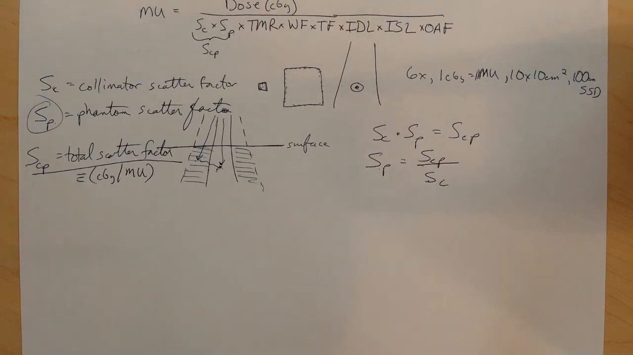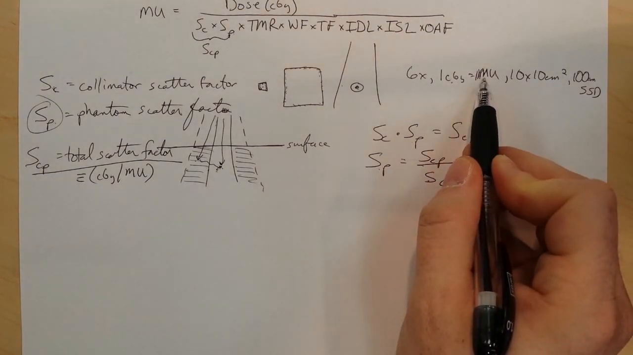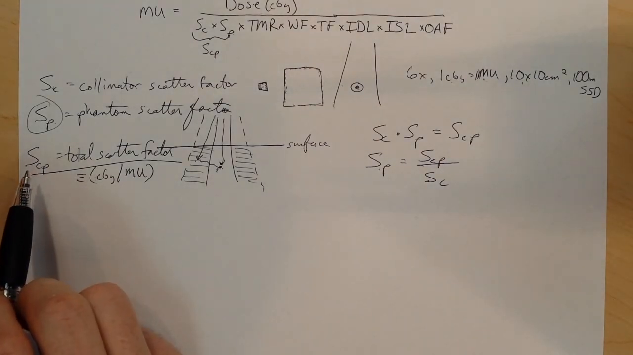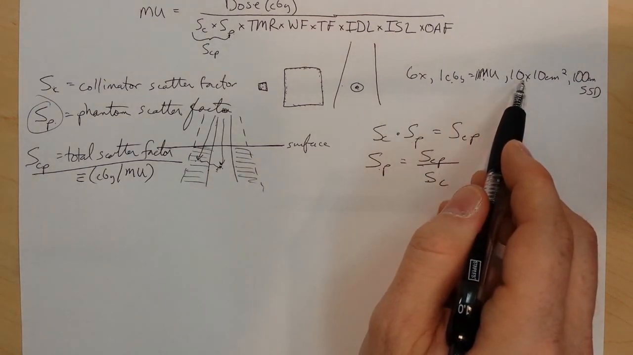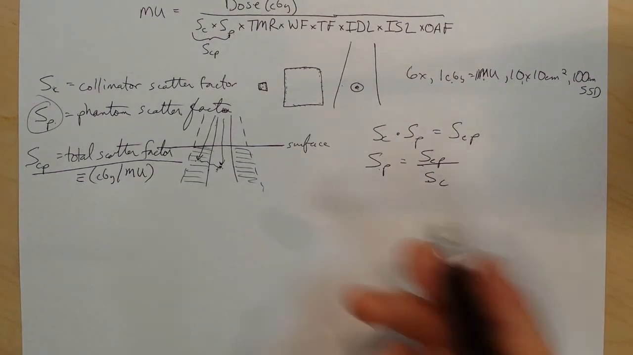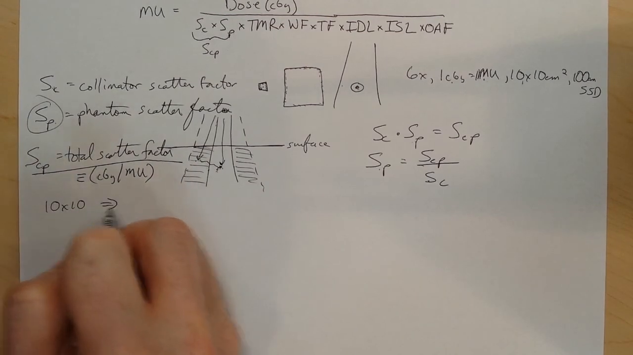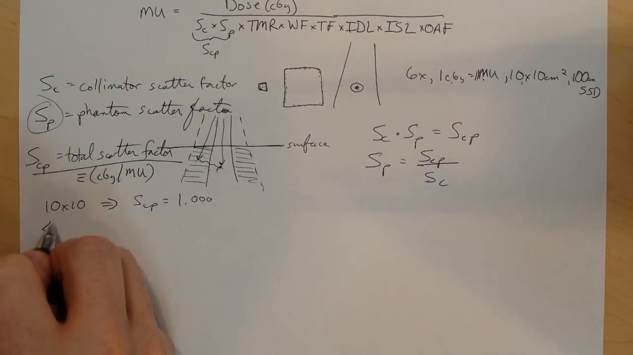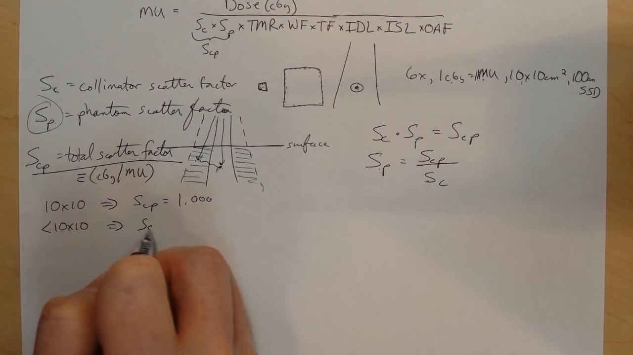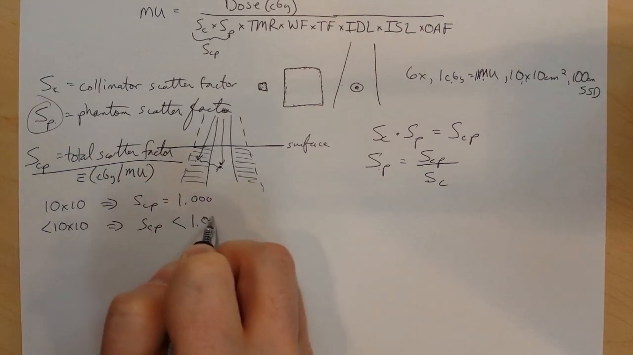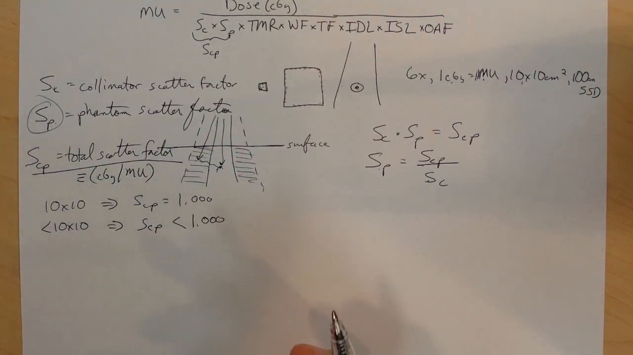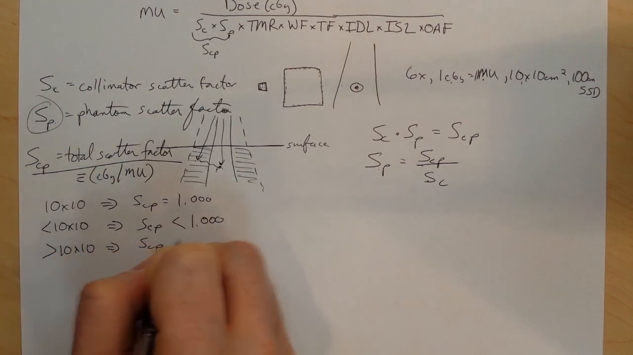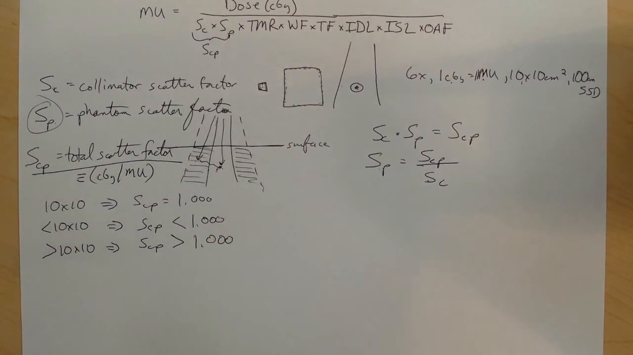So that's how our dose rate changes from 1 centigray per MU for a 10 by 10 field size. We modify it with the total scatter factor. I should say that everything's normalized to a 10 by 10 field size. So for 10 by 10, S sub Cp equals 1. For less than 10 by 10, S sub Cp is less than 1 because I have less dose. If I'm at greater than 10 by 10 field size, S sub Cp is greater than 1.0.